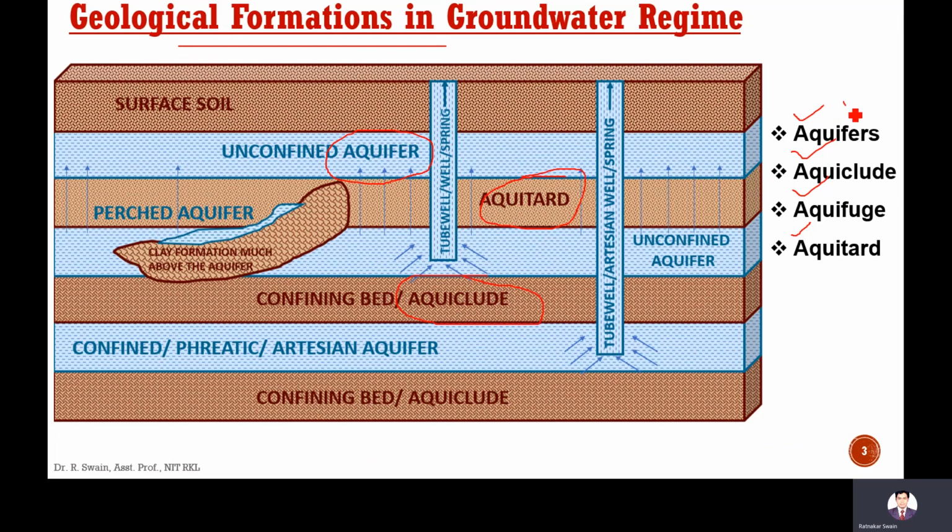Among these, the aquifer is mostly what can be used for drawing water. Aquiclude, we cannot draw water. Aquifuge, we cannot draw. Aquitard, we cannot draw. Among these, only the aquifer is used for drawing water. Although aquiclude, aquifuge and aquitard contain some water, it is not sufficient to draw.